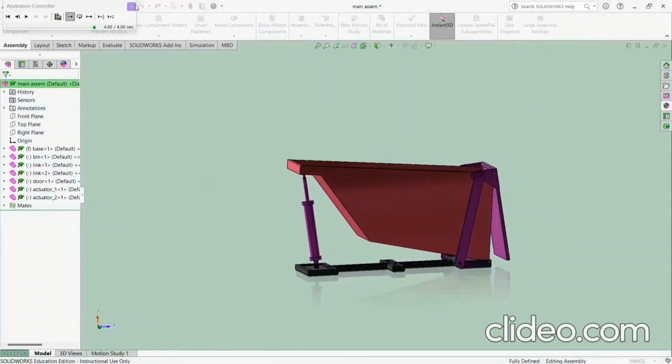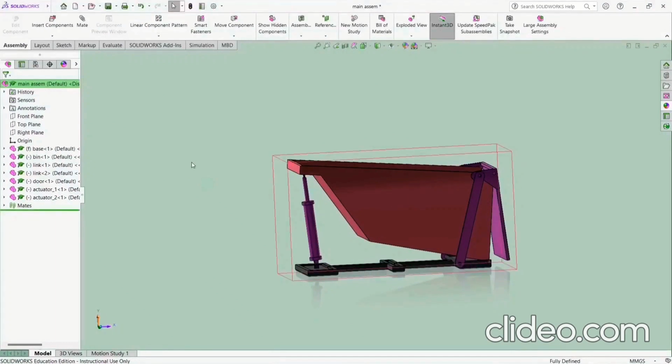Now let us see the motion of the roller and see how these links change position with respect to each other.